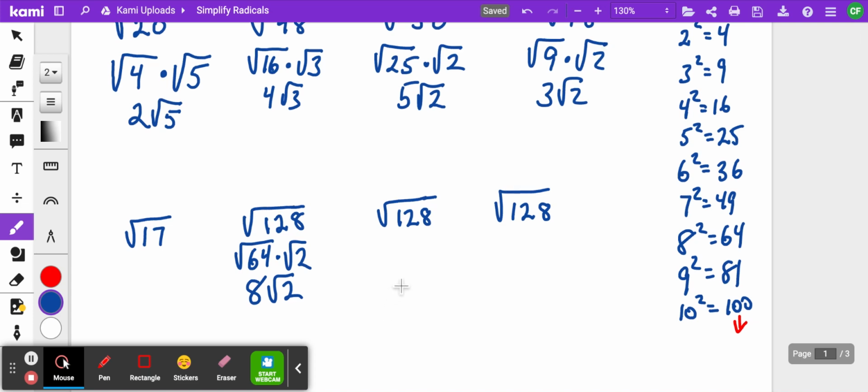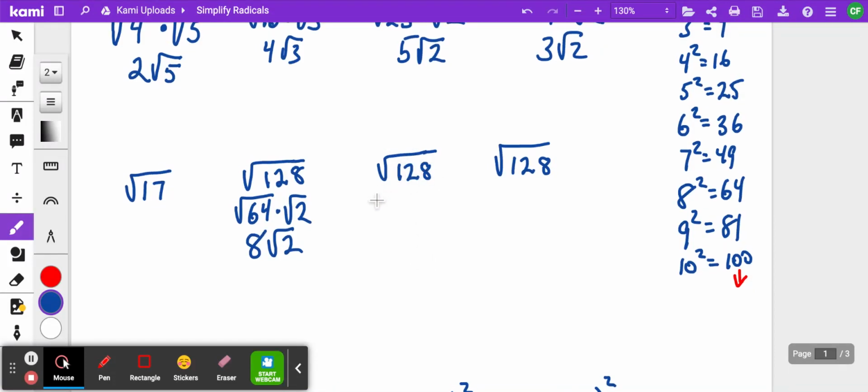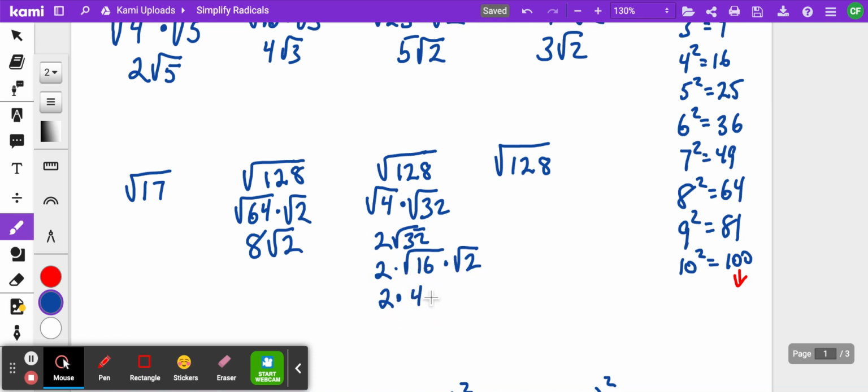If you did some Delta Math problems, you would have seen some multiple step ones. So the square root of 128, let's say you used a 4, and you figured out it goes 32 times. Well, the square root of 4 is 2, so 2 root 32. But root 32 can get broken down. There is a perfect square in there, which is 16 times 2. The square root of 16 is 4, so the 2 comes down, the square root of 16 is 4, and the square root of 2. 2 times 4 is 8. 8 root 2, same answer we had right there.